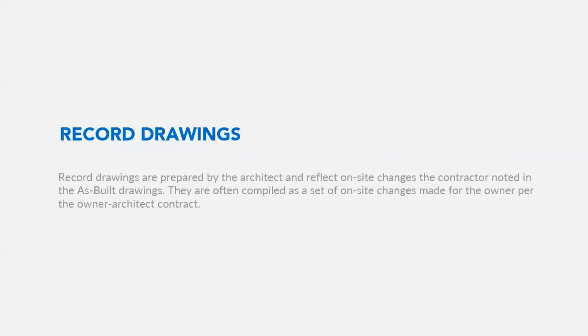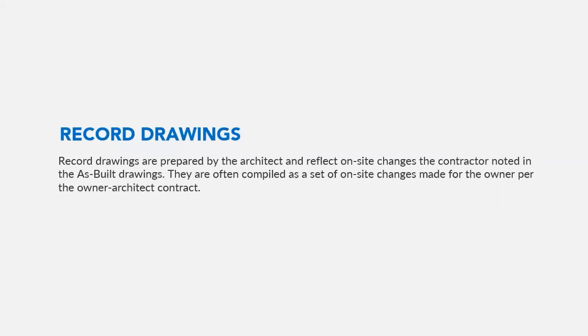Contractor developed as-builts should not be confused with record drawings created, of course, by the architect or engineer. Record or archive drawings often include the information gathered on site or on as-built and are the final set of formally developed prints, fully signed and stamped by the project engineer. This definition reads, record drawings are prepared by the architect and reflect on-site changes the contractor noted in the as-built drawings. They're often compiled as a set of on-site changes made for the owner per the owner-architect contract. This set is not always mandatory or created, but in general, some formal architectural services create these as one of the last tasks of a building project.